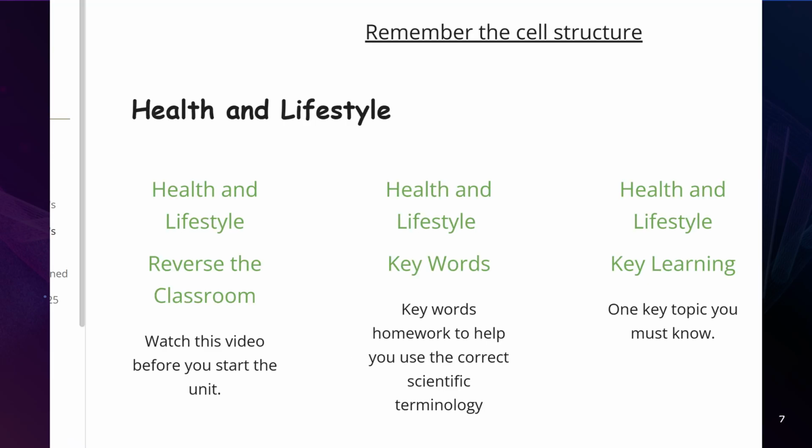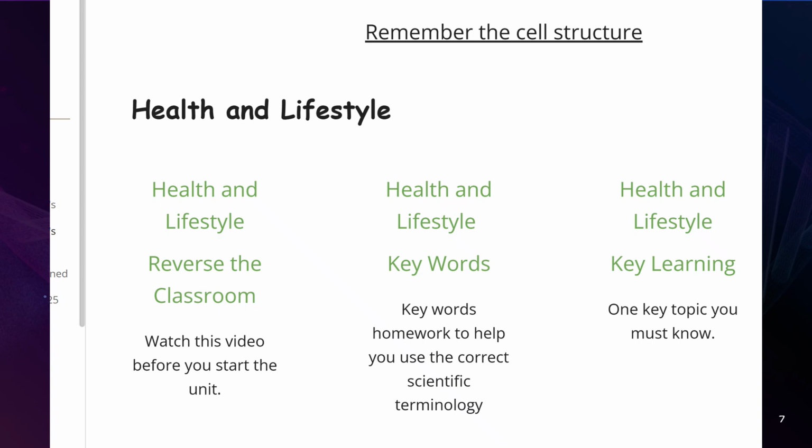Once you've been through the previous 6 or 7 homeworks, you'll see that for every single unit there is a section that looks like this: Health and Lifestyle. You can click on that on the left-hand side, and it says Health and Lifestyle Reverse the Classroom. That goes through all the key information that you may well need in that unit. The idea is that you're going to benefit because when you're taught it in class, it's not new.